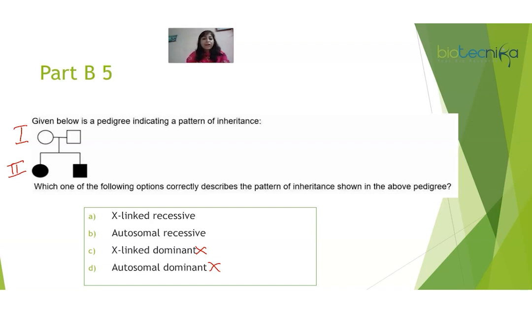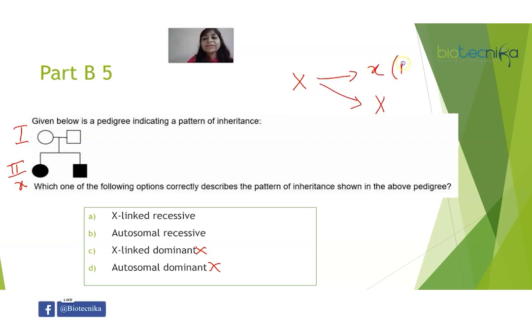Now next one, we are talking about X-linked recessive or autosomal recessive. So let's check for X-linked recessive. If the male and female both are affected, and suppose we are talking about X-linked, then let's say this is the gene which is present on the X chromosome, so the recessive allele is small x, dominant allele is capital X. We are checking whether it can be X-linked recessive or not.